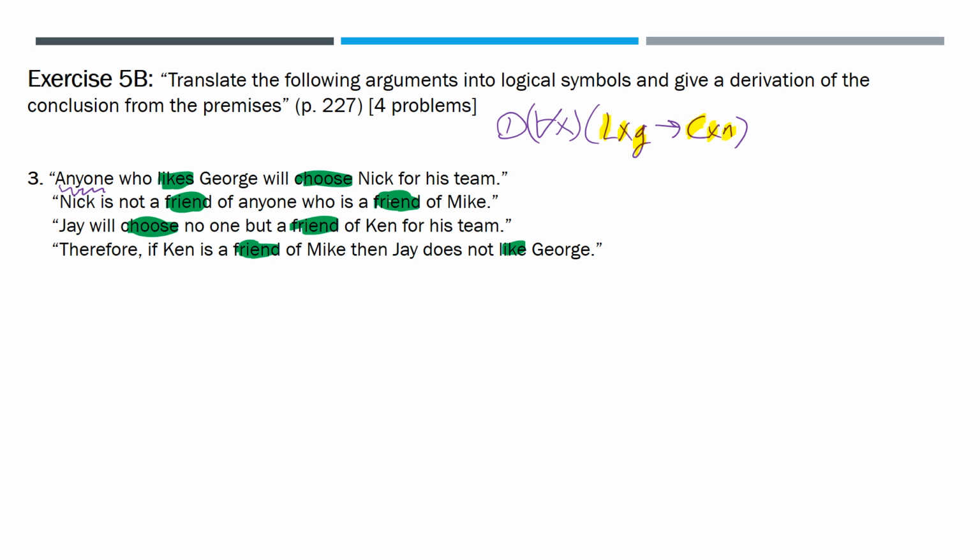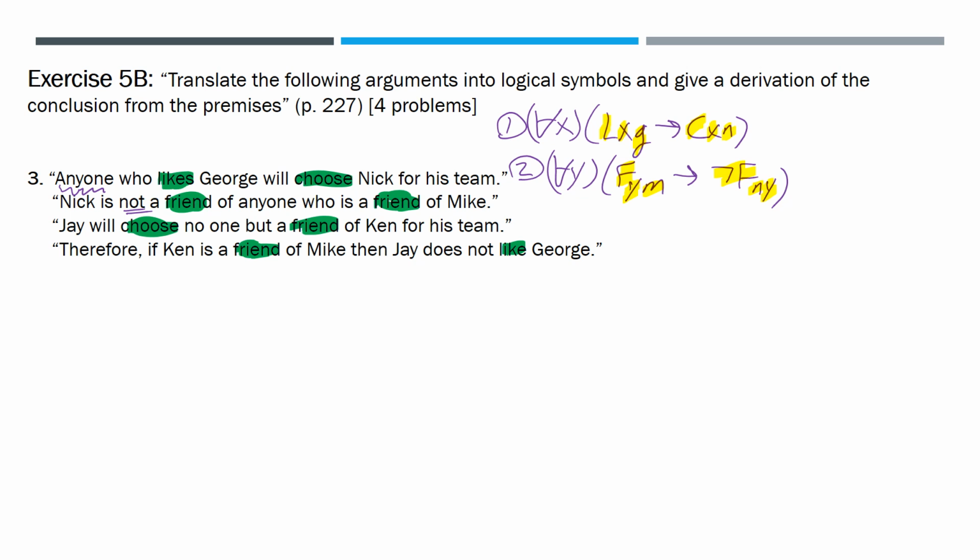Premise 2, Nick is not a friend of anyone who is a friend of Mike. This is a universal negative proposition. Thus, the consequent will be negated. We also need another variable, such as y. So, for all y, Fym, arrow, not Fny. If y is a friend of Mike, then Nick is not a friend of y.